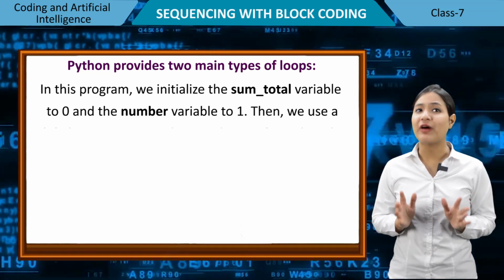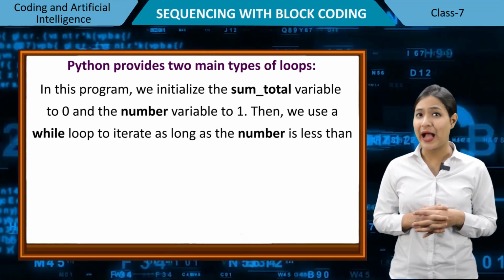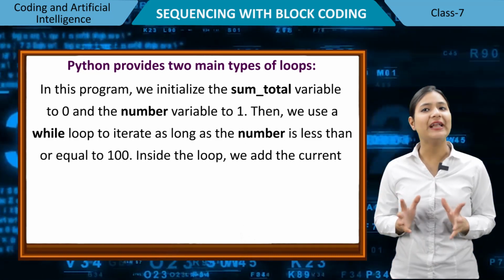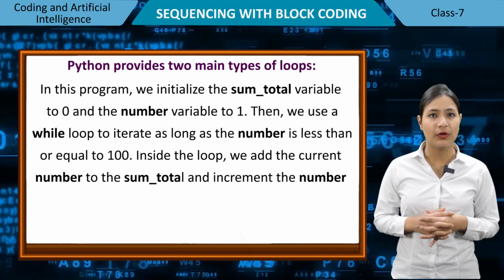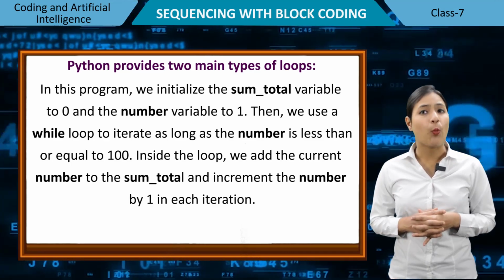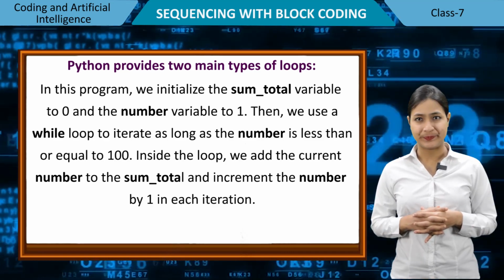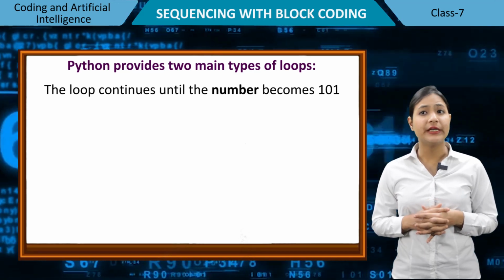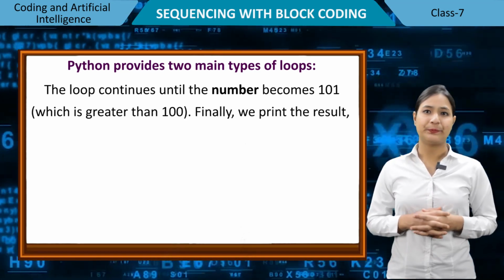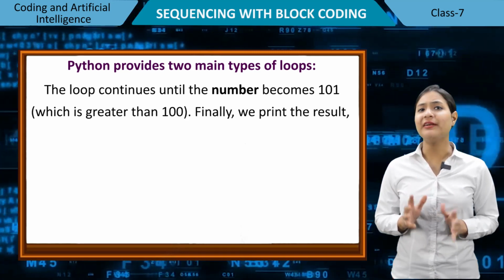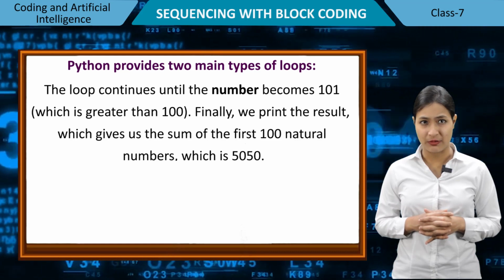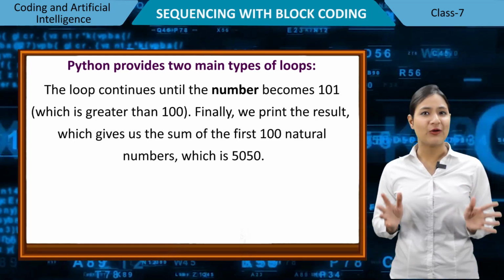Then we use a while loop to iterate as long as the number is less than or equal to 100. Inside the loop, we add the current number to the sum total and increment the number by 1 in each iteration. The loop continues until the number becomes 101, which is greater than 100. Finally, we print the result, which gives us the sum of the first 100 natural numbers, which is 5050.